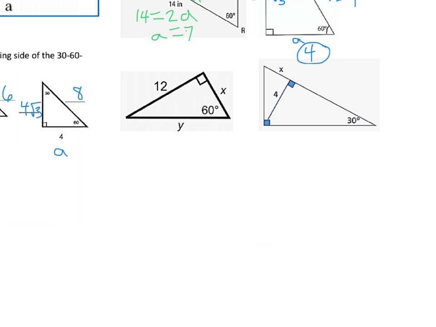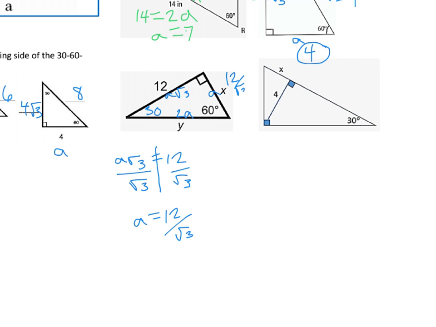All right, these next 2 are a little bit tricky, so let's go ahead and label our figures. So across from the 30 is A, across from the 90 is 2A, and then A square root of 3. So all we know is that A square root of 3 equals 12. So let's solve for A. We would divide by the square root of 3 on both sides. So A equals 12 divided by the square root of 3. So that is what goes across from 30, because that's what A equals. So 12 divided by the square root of 3 goes here.